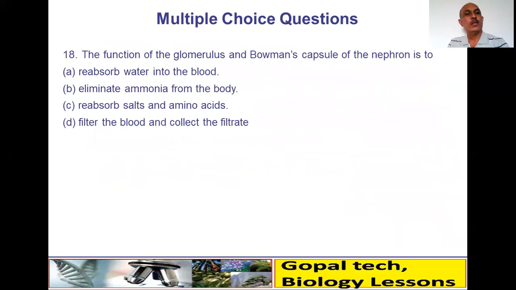18th question. The function of the glomerulus and Bowman capsule of the nephron is to... read all four options, write the correct answer by pausing the video, and then check. Yes, the correct answer is D. So they will filter the blood and collect the filtrate.